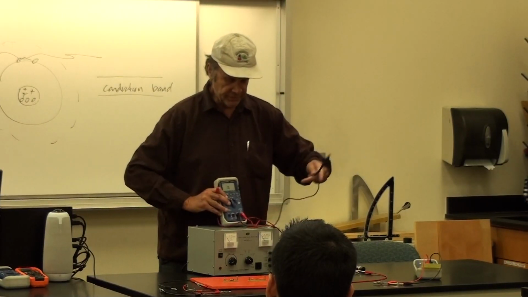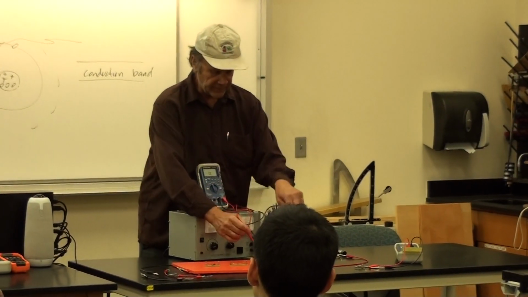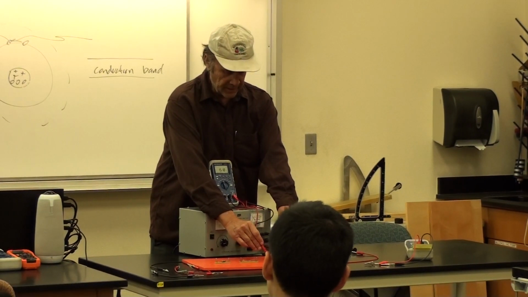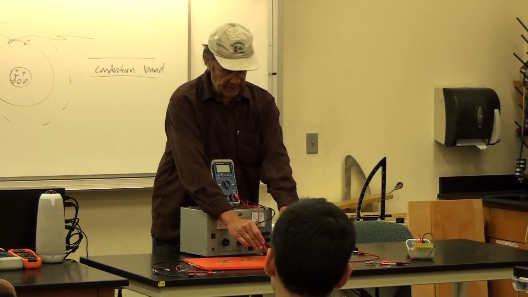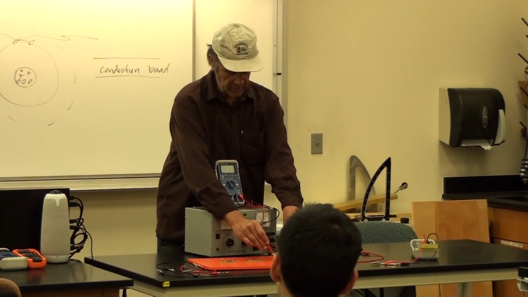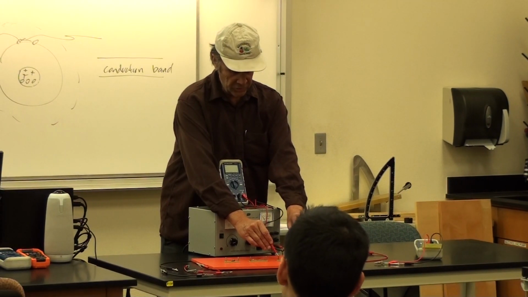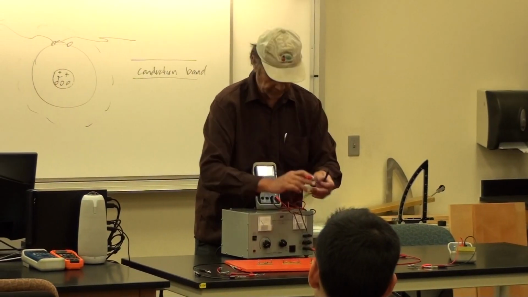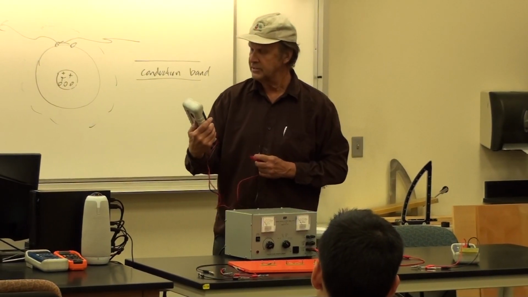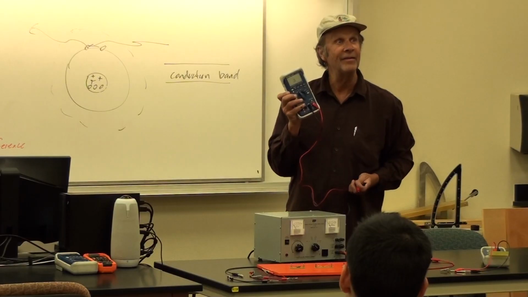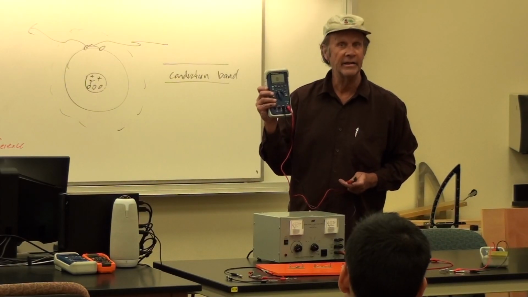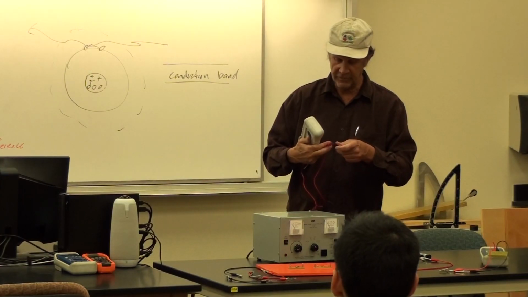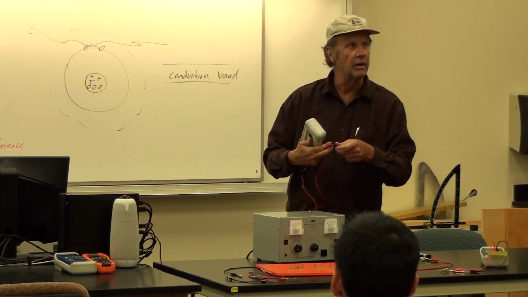What I'll do is I'm just going to come down like this, and I'm going to touch the 2 sides. What the meter does is it sends a small current through here, and by measuring the current with a known voltage, it calculates the resistance. If you don't have anything on there, it'll say OL, that's overload. That means infinite resistance. And you can also double check that if you touch them together, you should get 0.